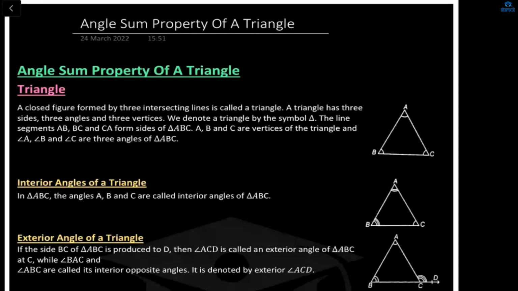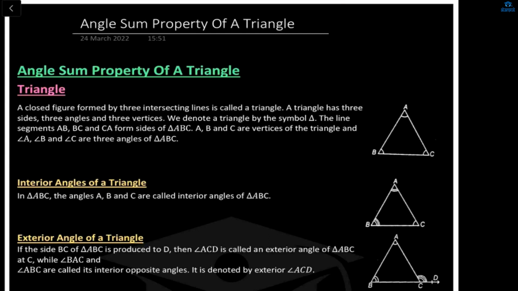Now what do you mean by angle sum property? Before that, we will see what a triangle is, what its interior angles are, what its exterior angles are and all. First of all, what is a triangle? A triangle is a closed figure formed by three intersecting lines. The triangle has three vertices, three angles and three sides. In the given figure, we have vertices A, B, C, sides AB, BC and AC, and the angles angle A, angle B and angle C.